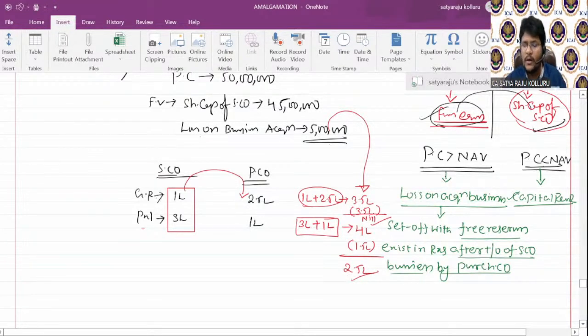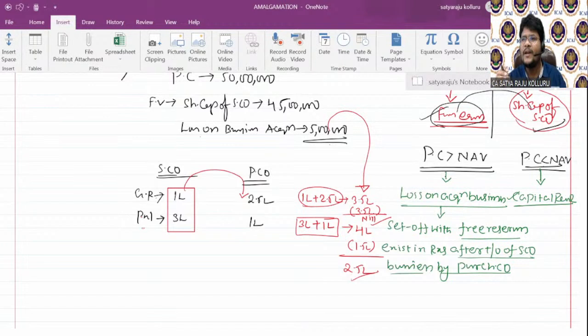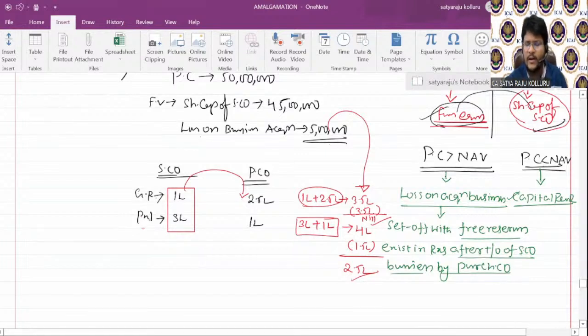Here I am telling you. Sir, out of general reserve or P&L, which one can I use first, sir? That is up to you. So it is discretionary. The discretionary power is with the student itself, because you can utilize either the general reserve or P&L, both are free reserves only.